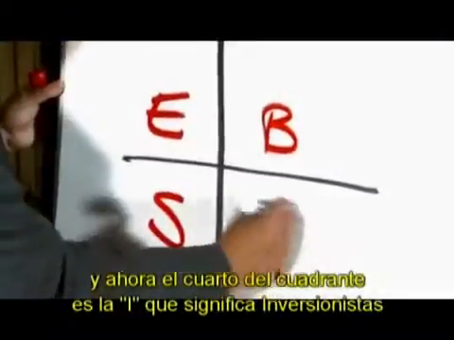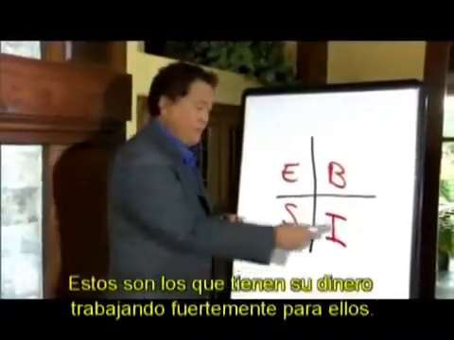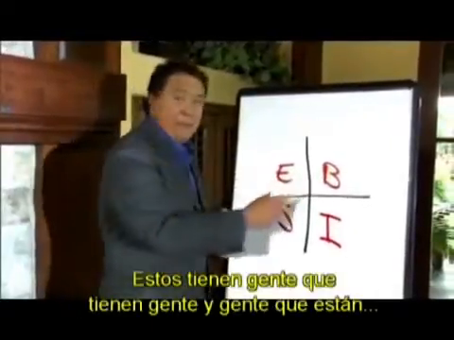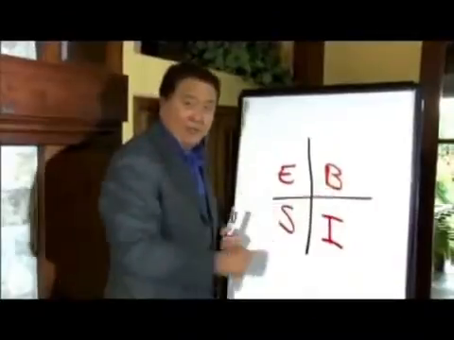And then the 4th of the quadrant is the I, and I stands for investor. These are people who have money work hard for them. These people are people who have people work hard for them. And these are the people that work hard for the rich.